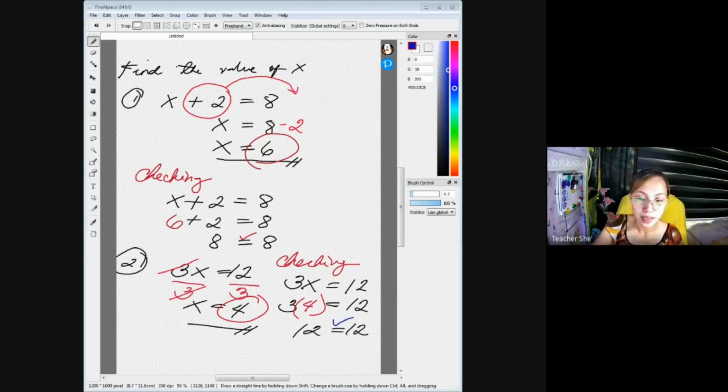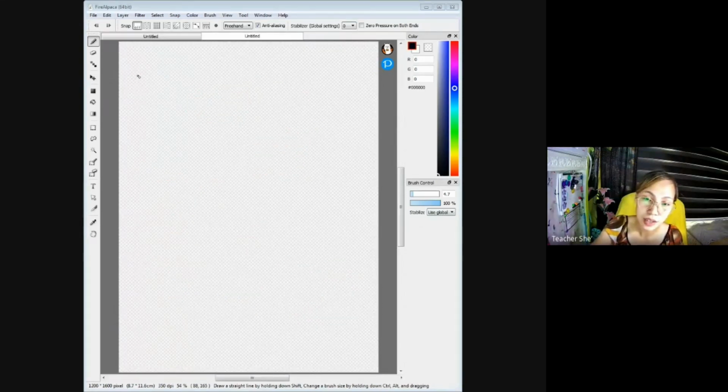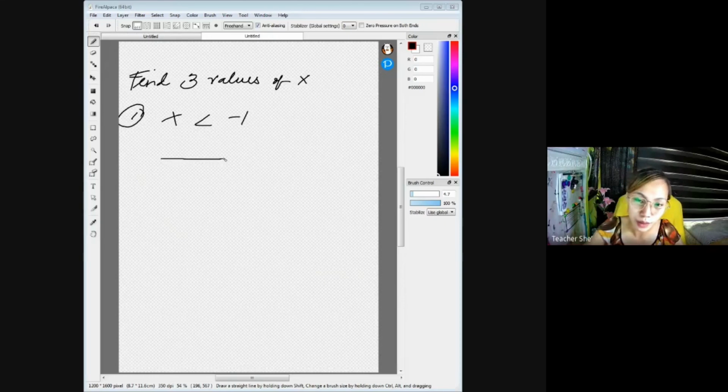Find 3 values of x to make the inequality true or correct. So the first example is we have x is less than negative 1. So we can use the number line. Recall the number line. So 0 at the middle or center. So right side po, all positive numbers. Left side, all negative numbers. So negative 1 here, negative 2, negative 3, negative 4, so on and so forth.